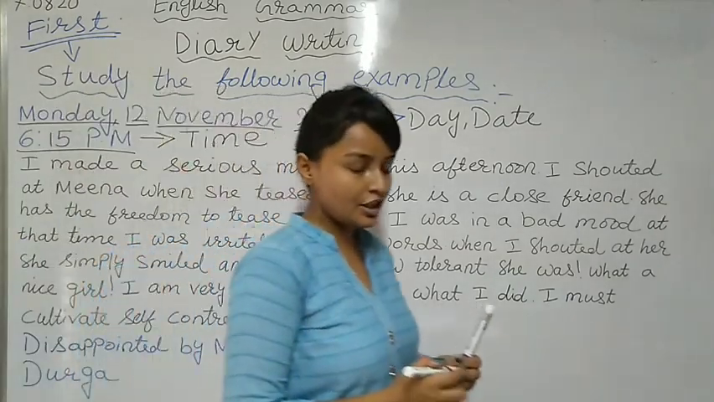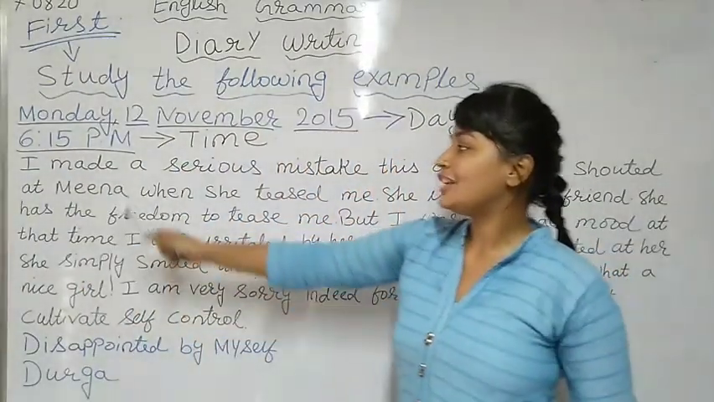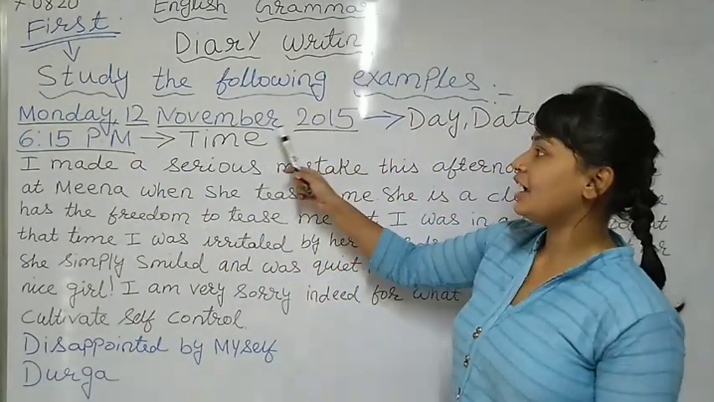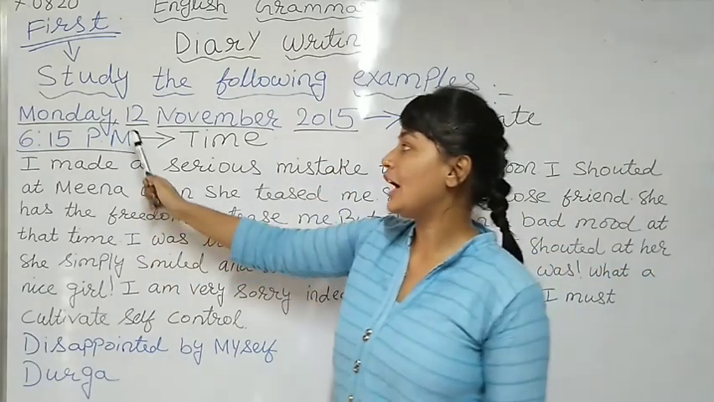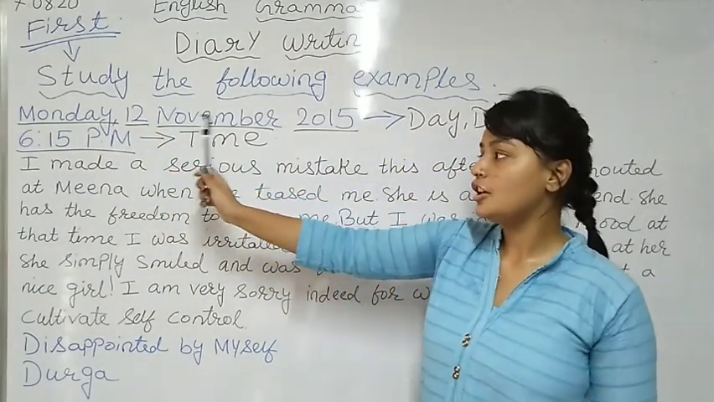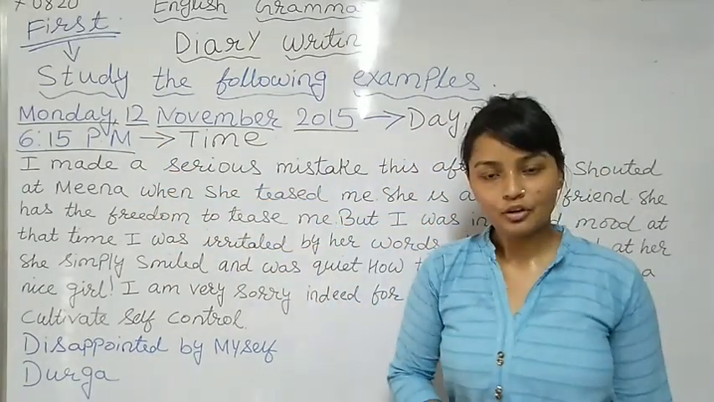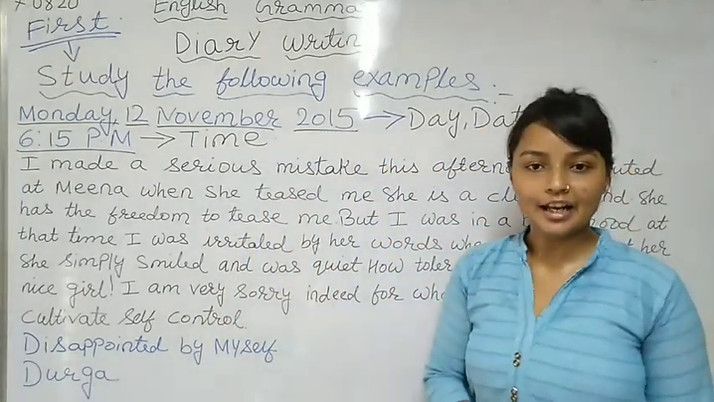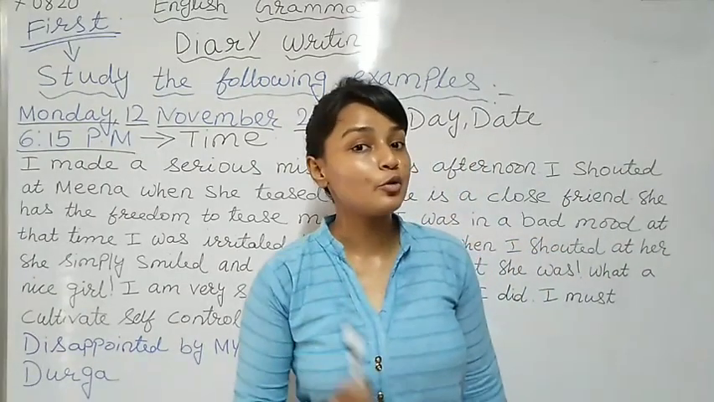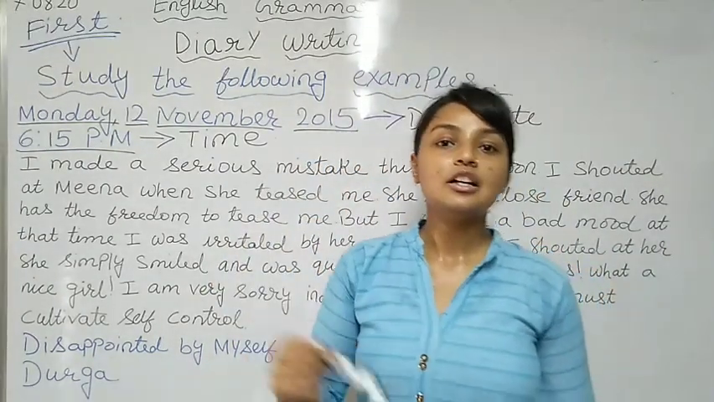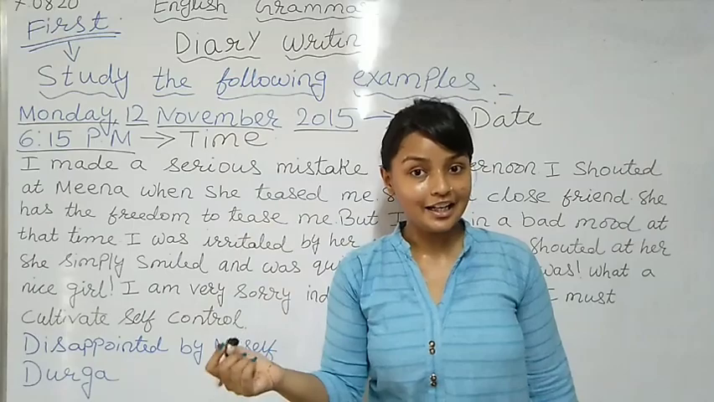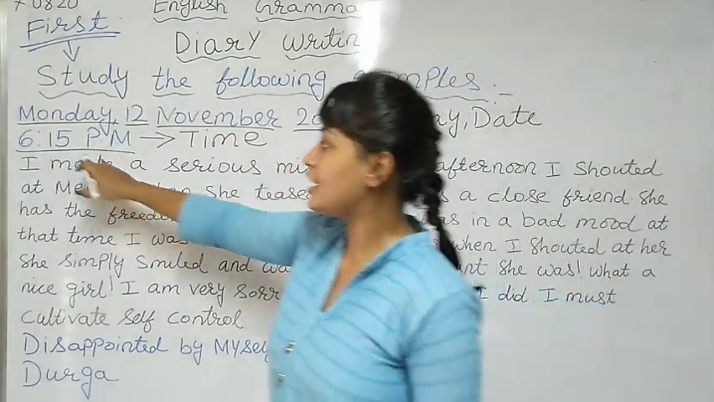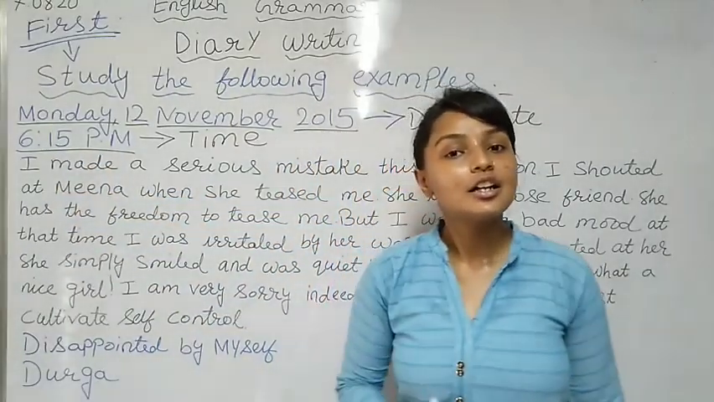This one, 6:15, is a time, 6:15 p.m. So firstly, students, you have to write the day and date, and then in the next line you have to write the time. Then you have to start the whole diary. One more thing I have told you in the points to remember, that you can write "Dear Diary" also, right? So after this you can write it in the next line, Dear Diary.